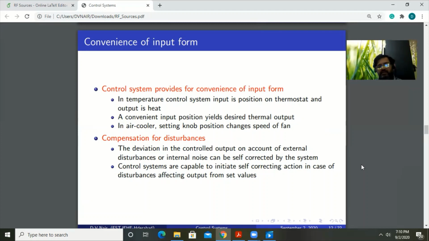Similarly, when it comes to disturbances, the undesired inputs are normally called disturbances. We can always build control systems such that they are self-correcting systems, which are capable of compensating and nullifying the effects resulting from such disturbances acting on the system. And even in the presence of the disturbances, they allow the output to be maintained at a desired level. So all these are the advantages of a control system.